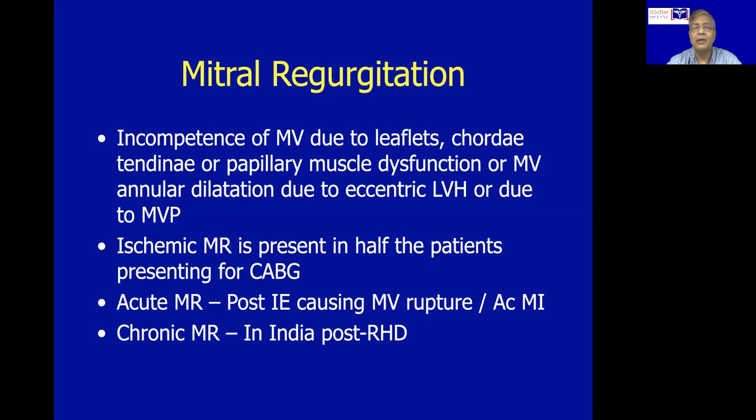Acute MR is generally seen post infective endocarditis, which causes mitral valve rupture. Acute MR may also be seen after MI, and acute MR is also seen as an iatrogenic complication after balloon mitral valvotomy. Chronic MR is very common in India, and in India it is due to post-rheumatic heart disease.